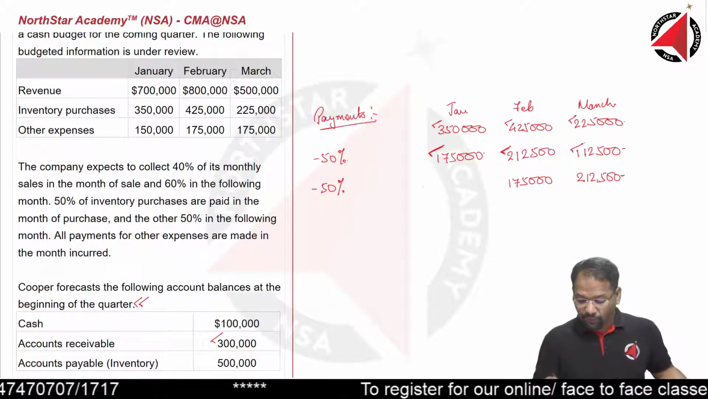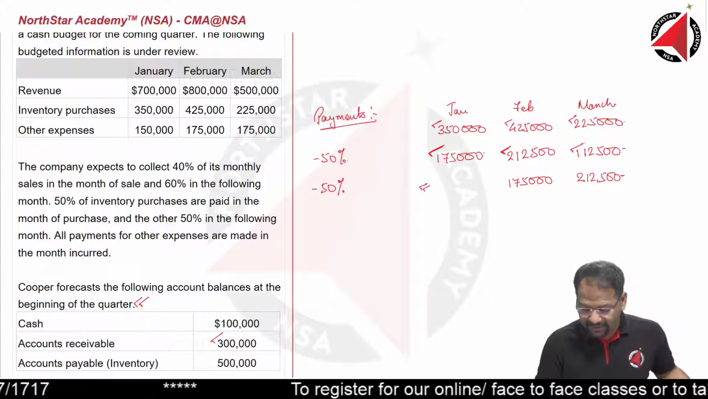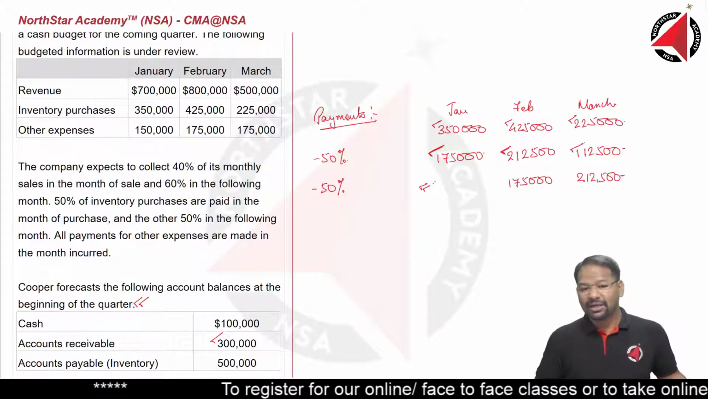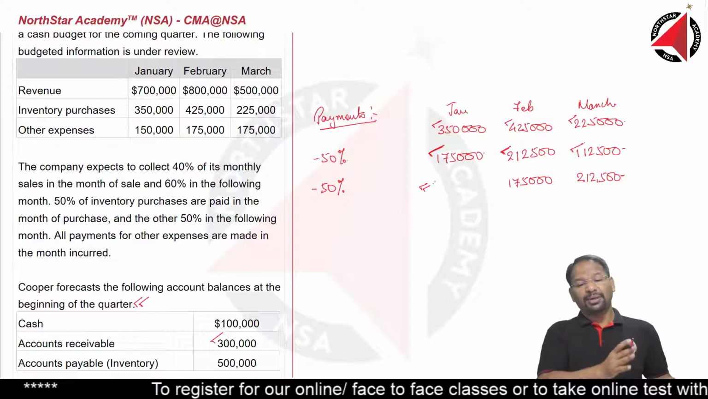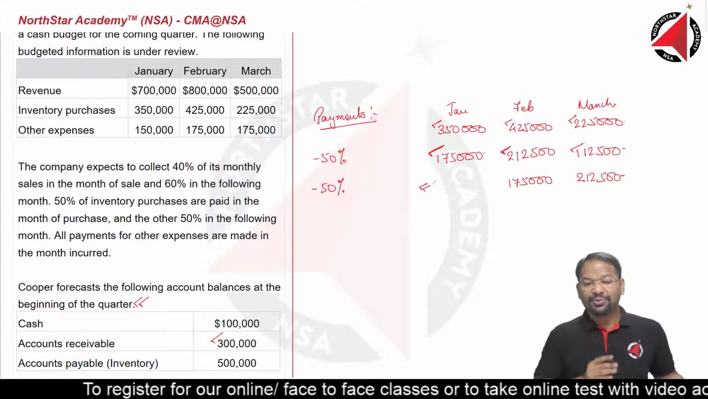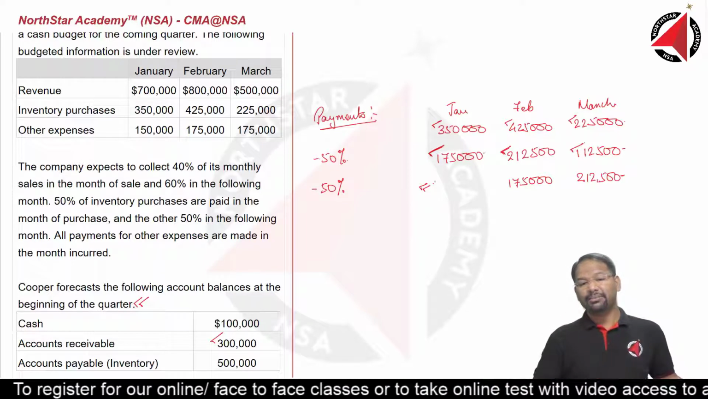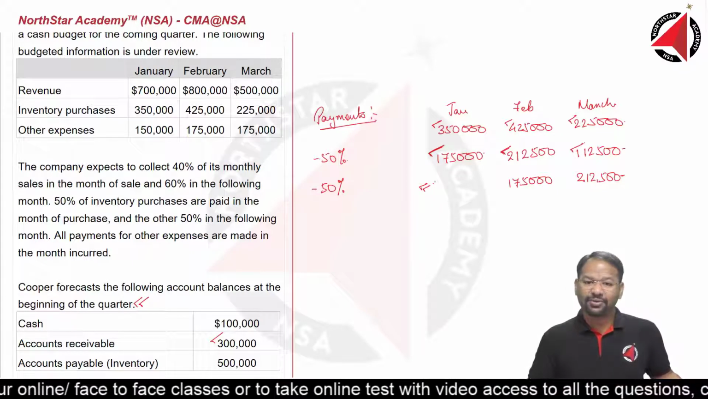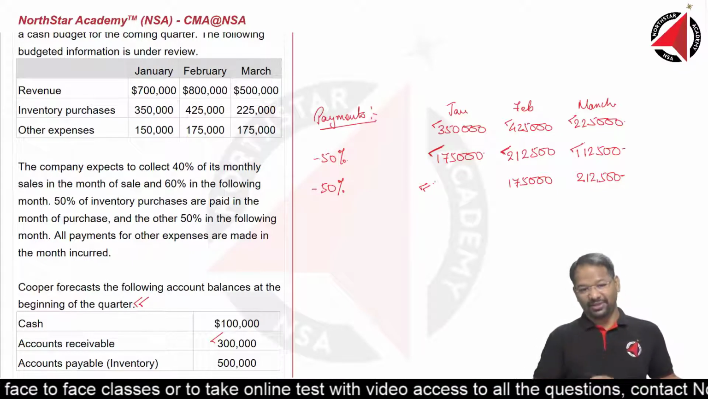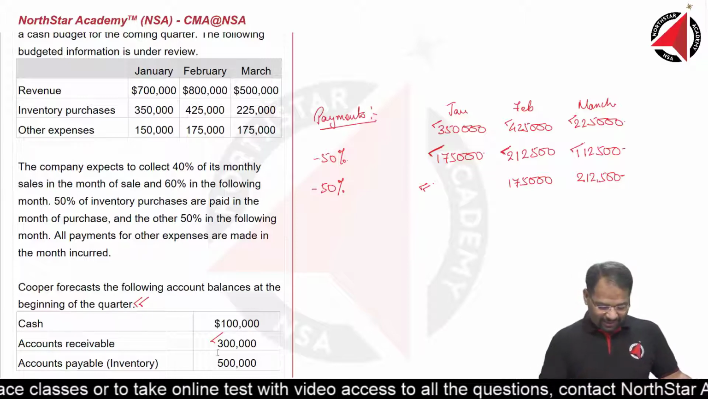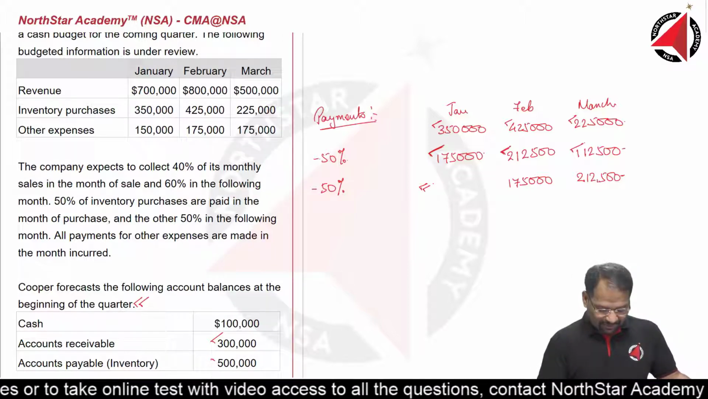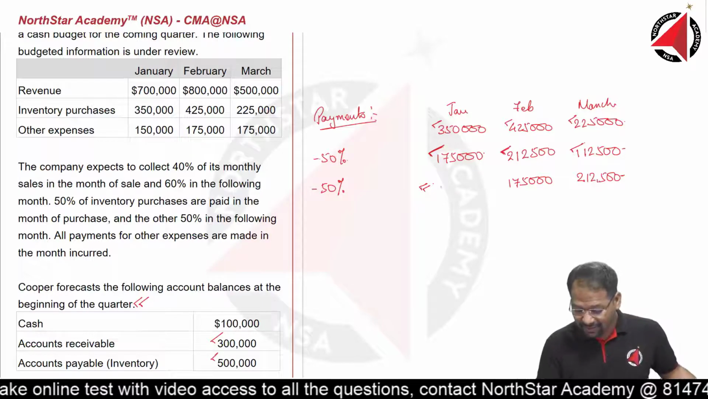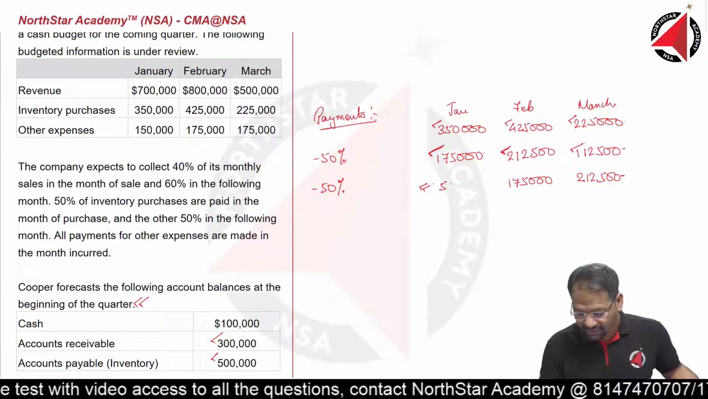Next, what about this amount? So December month purchases, whatever we would have done, 50% must have already been paid in the month of December, and balance 50% will be paid in the month of January. So let's go back and check out how much was the balance. 500,000. This 500,000 must have been paid in the month of January.